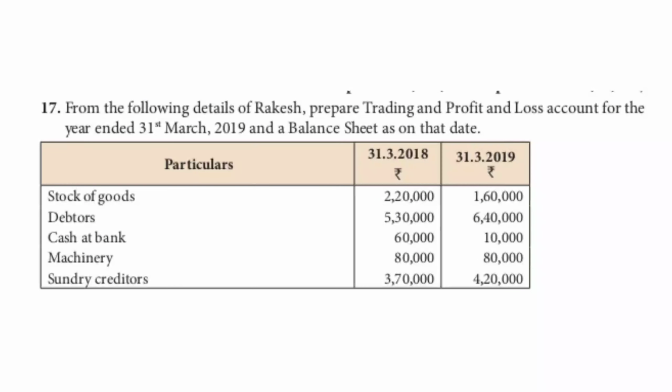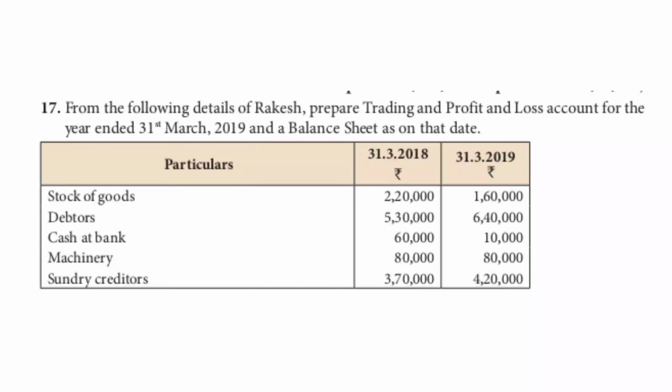In this video, let's look into the 17th problem from the accounts for incomplete records, chapter 1, standard 12, Samacheer. So this problem goes as the details of Rakesh is given and we have to prepare the trading and profit and loss account for the year ended 31st March 2019 and a balance sheet as on that date. That means we have to technically prepare the final accounts for Rakesh.